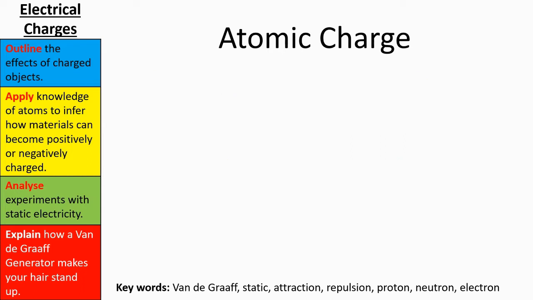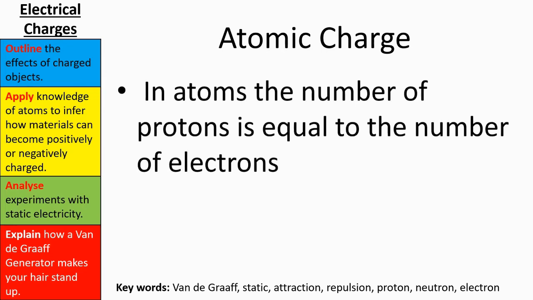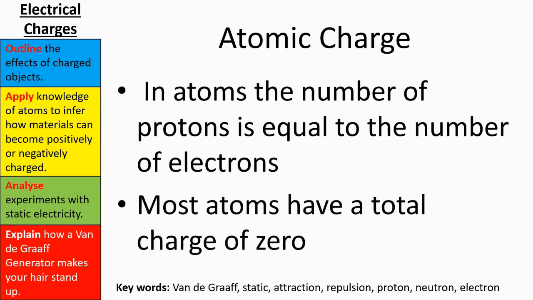Finally, why do atoms appear to be neutral if they have particles that contain charges? Well, in atoms the number of protons is equal to the number of electrons. This means that most atoms have a total charge of 0. In other words, all those pluses and minuses cancel each other out.